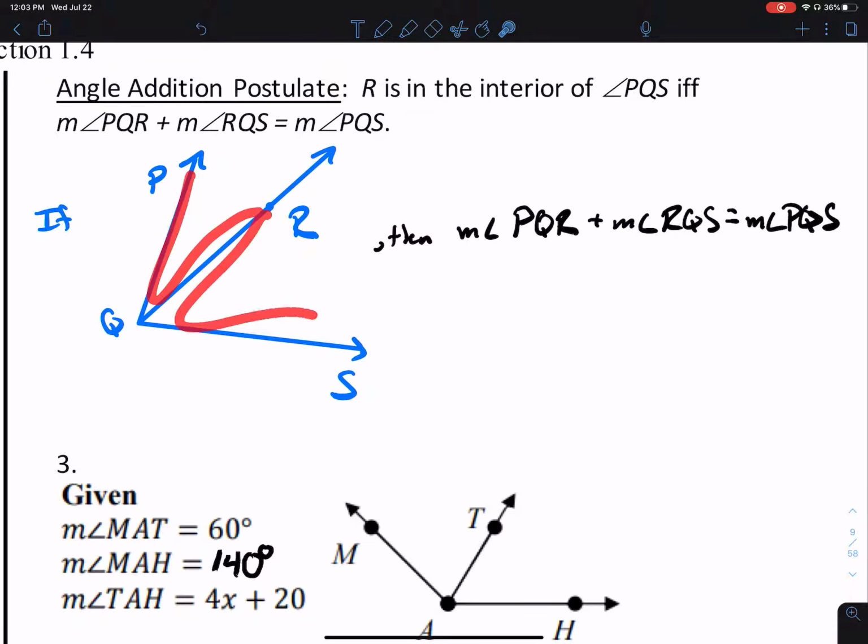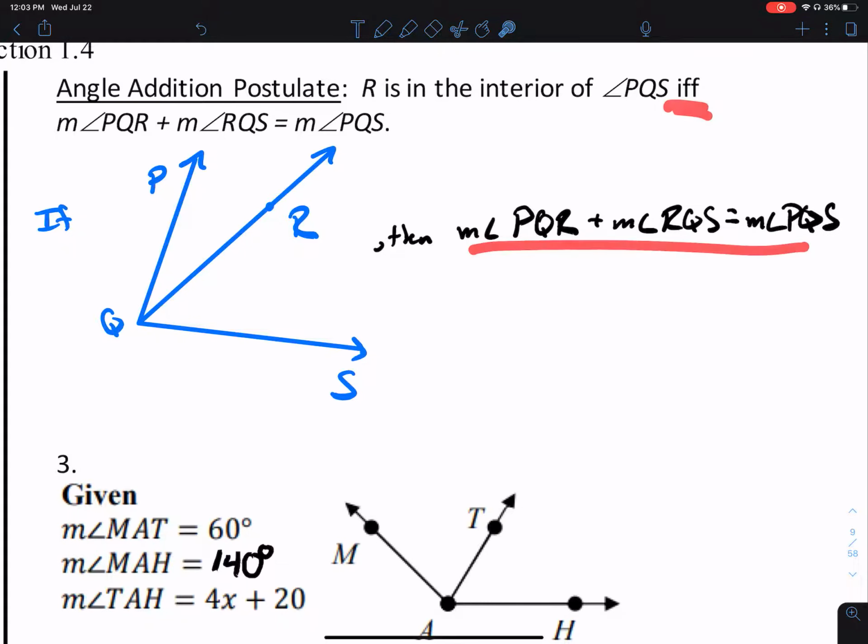This one plus this one equals this one. Cool, cool, cool, cool. And we could do this backwards because it's if and only if. If this is true, then we know R is on the interior of the angle.